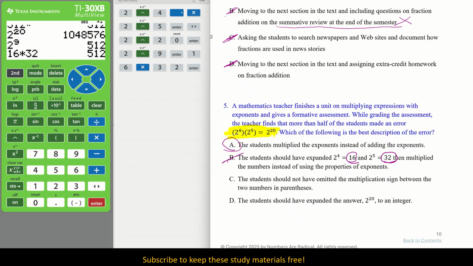Let's look at C. The student should not have omitted the multiplication sign between the two numbers. Oh, no, no, no, that's not it. That's not even a rule. Okay, let's see D. The student should have expanded the answer 2 to the 20 to an integer. No, that's not going to help. That isn't the error. It would have helped the student see that they were wrong, but it doesn't explain the actual error. All right. So option A is what we need. So let's go to number 6.